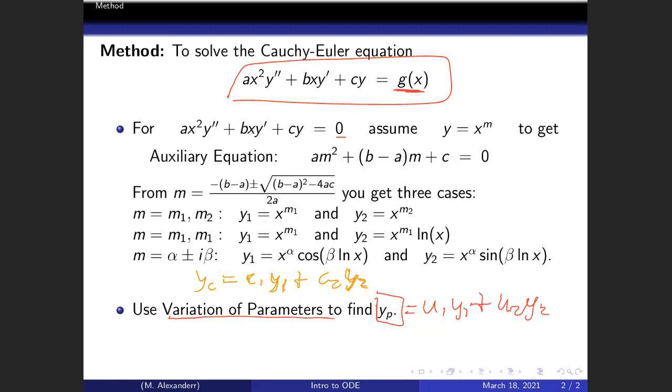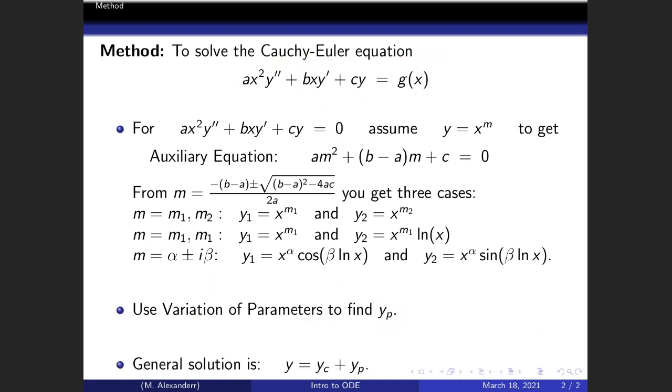But for the variation of parameters method, you have formulas to figure out what the u1 and the u2 are. Those are in terms of the Wronskian and things that look like Wronskians. And then the last thing you have to do is combine the two pieces. You have your particular solution that you just found, and before that, you had the complementary solution. The combination of those two things will give you the general solution for the problem. And that's how you solve the Cauchy-Euler equation.